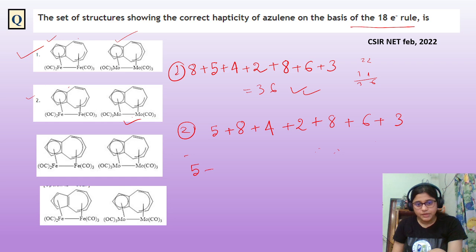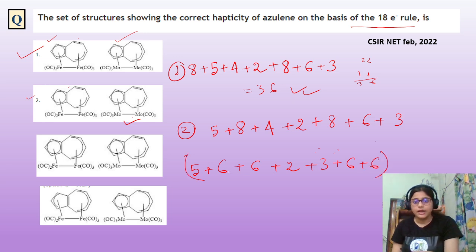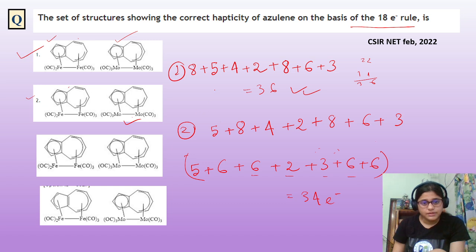Okay, we have to see this one. So again 5 molybdenum, 6 chromium group, and carbonyl 6, metal bond 2, and it is 3 from the ring, and molybdenum again 6, and carbonyl is 6. So 11, 17, 19, 22, 28, so it will be 34. So it is not obeying. This is not obeying the 18 electron rule, but this is obeying.